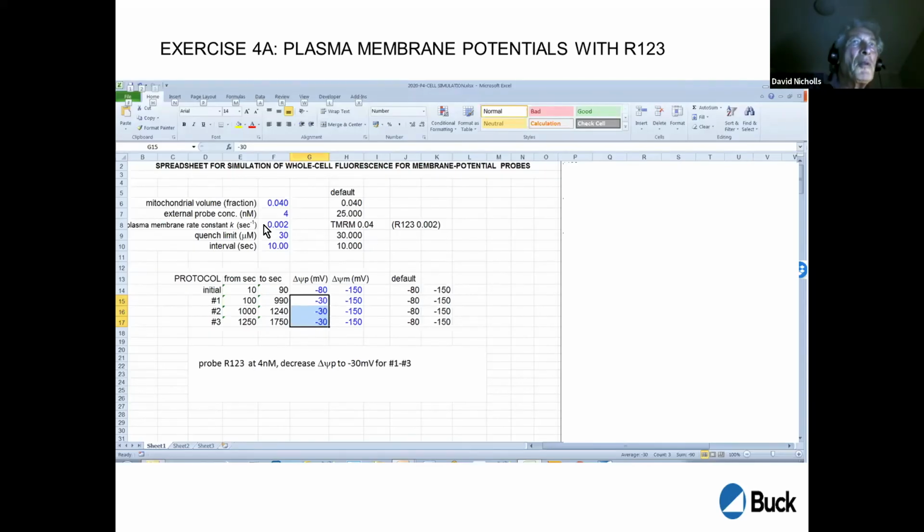We started with rhodamine 123, and we depolarized the plasma membrane, and not very much happened.